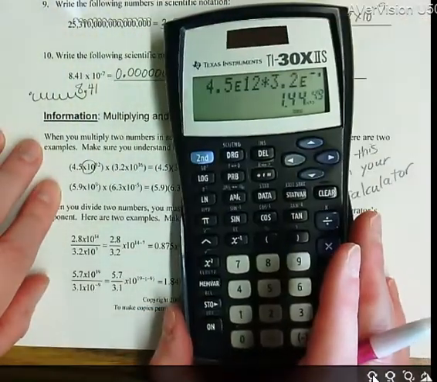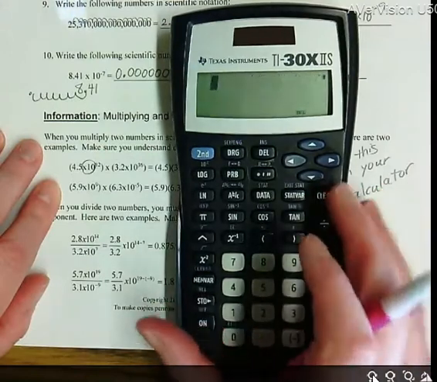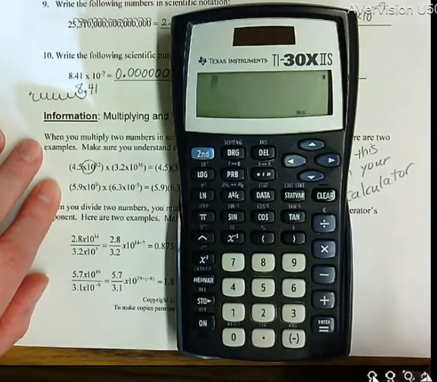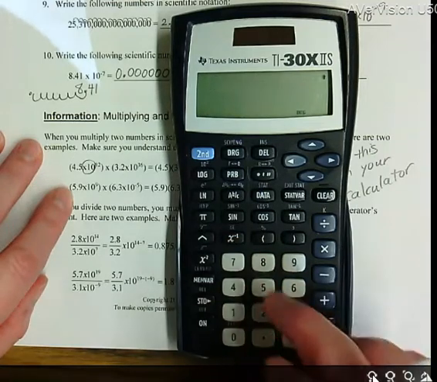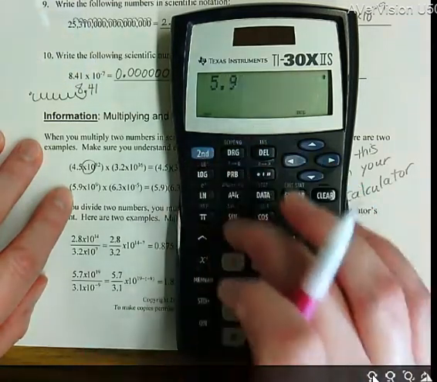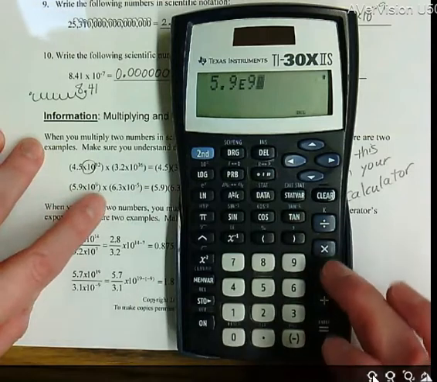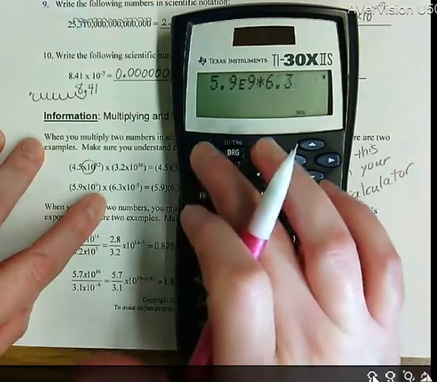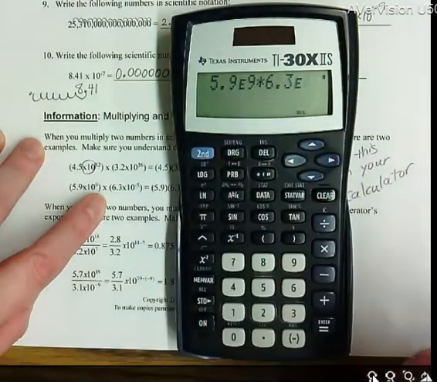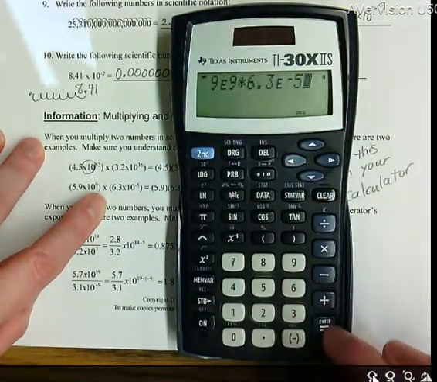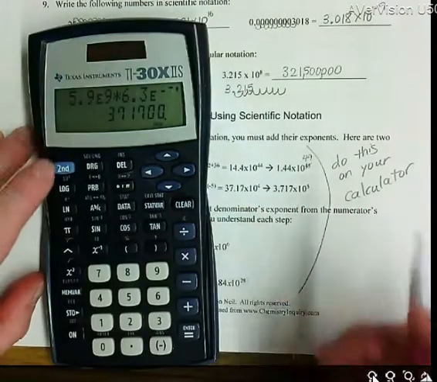So when I go and do this next one, and this is important that you know how to put this in your calculator. So if you don't have one of these calculators, whatever calculator you're using, it should have, and it's usually with this double E button, okay? So 5.9 E9 times 6.3 E negative 5, okay?